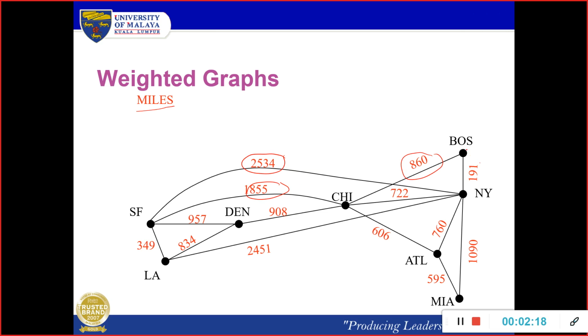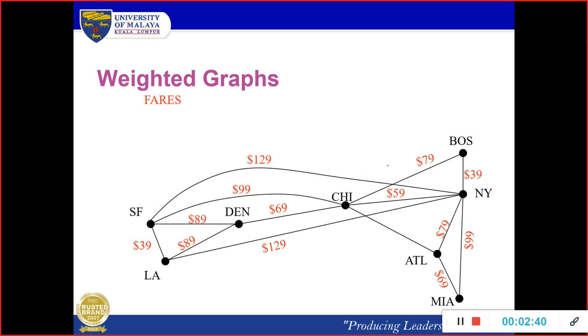Like this one, Boston to New York is only 191 miles, so they have a very short edge there. But from San Francisco to New York, you have 2434 miles, so the edge is very long. So a good practice, if you want to draw an edge that has a weightage, is to please make it to scale.